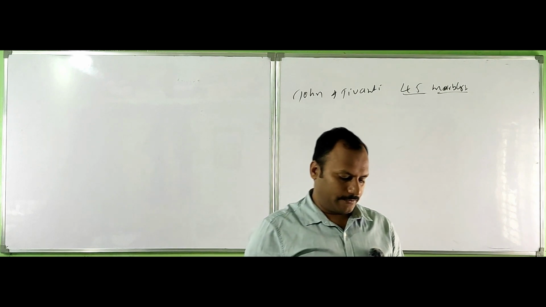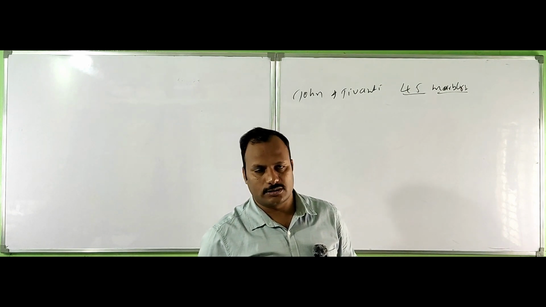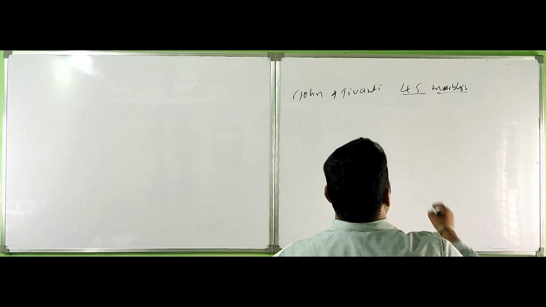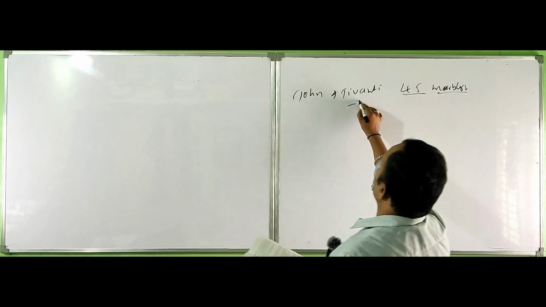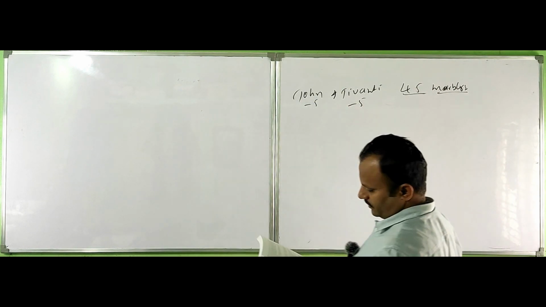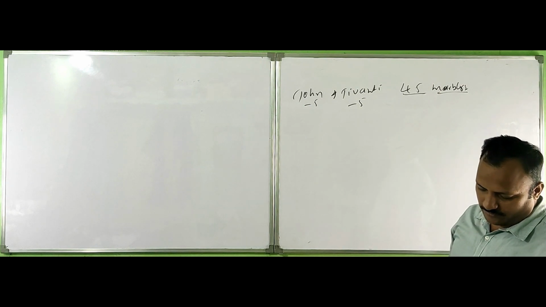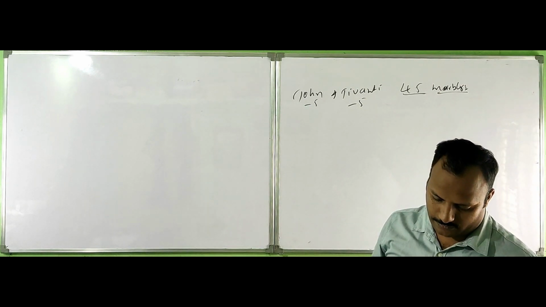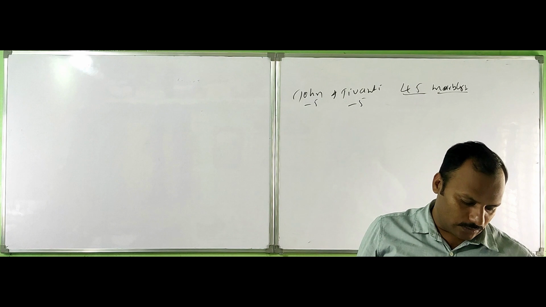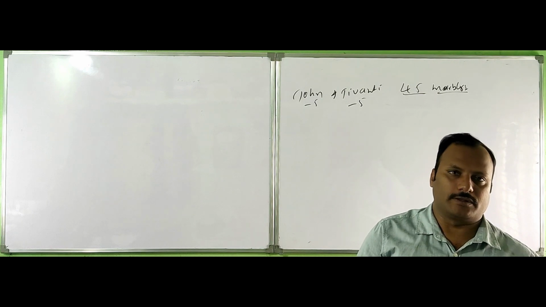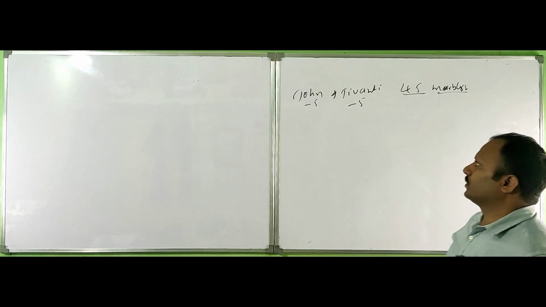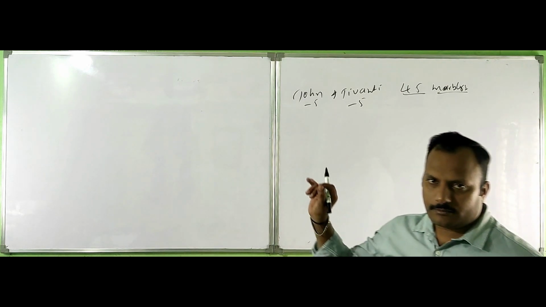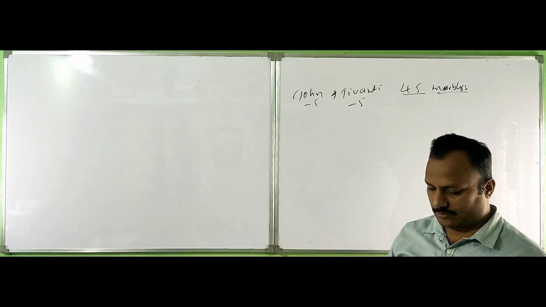Both of them lost 5 marbles each. Minus 5 and minus 5. And the product of the number of marbles they now have is 124. You would like to find out how many marbles they had to start with. This is the condition, so I have to write it in the form of a quadratic equation.